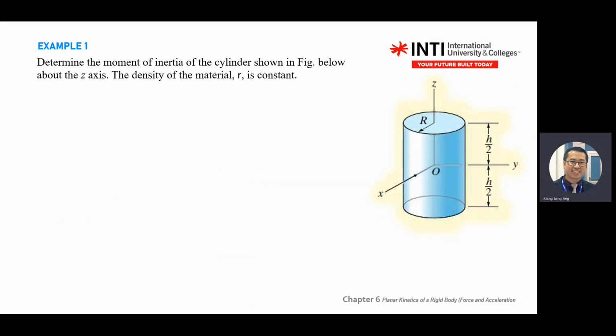Let's try to determine, this is just a recap of what you learned in your statics. Determine the moment of inertia of the cylinder below about the z-axis. You are looking at the z-axis. So z-axis, you're actually concerning this plane. Now the density rho of the material here is constant. So here we solve by using the shell element because we are referring to the z-axis.